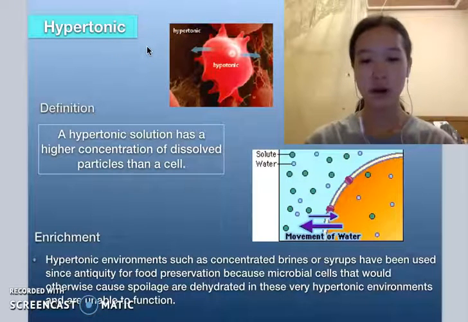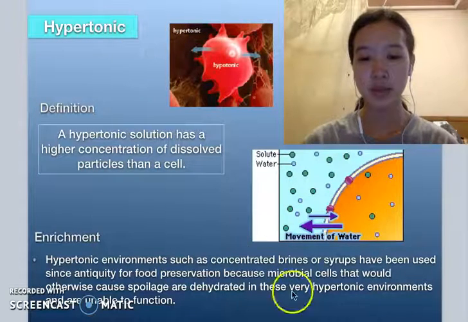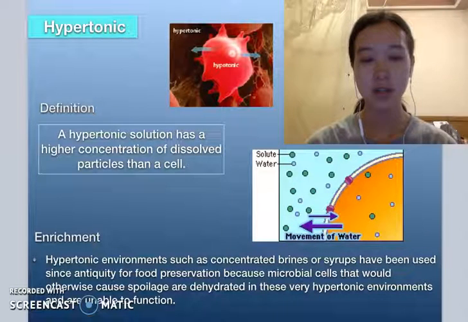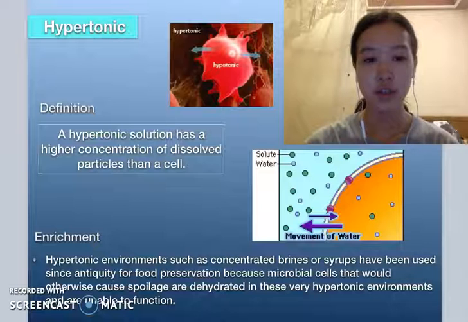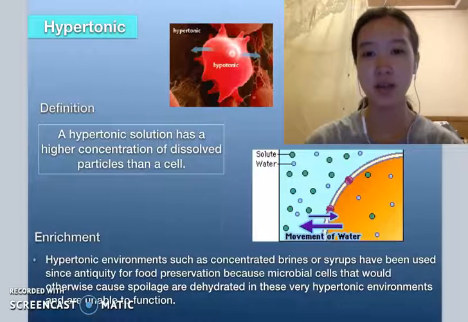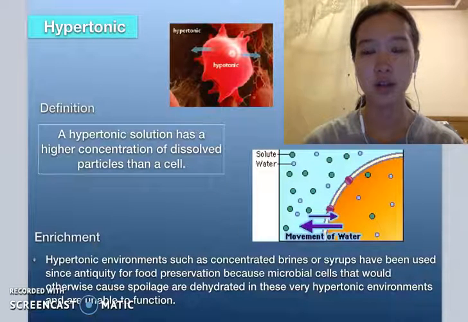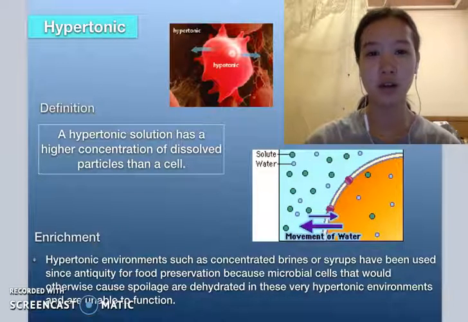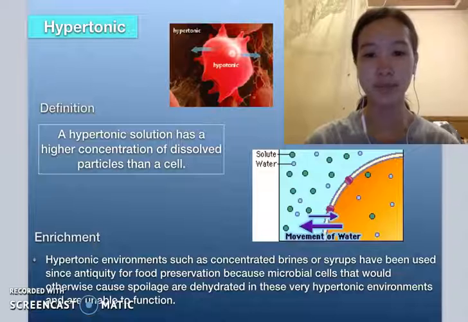As cells lose water, they lose the ability to function or to divide. So because the concentration of dissolved particles outside is greater than the cell, the concentration of water molecules outside the cell is correspondingly lower, so the water inside will flow outwards to attain equilibrium.